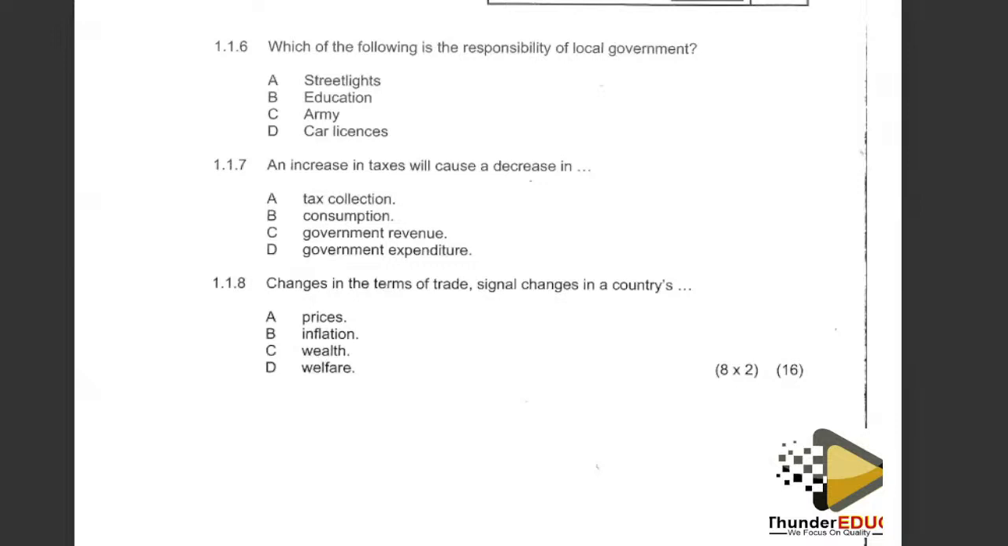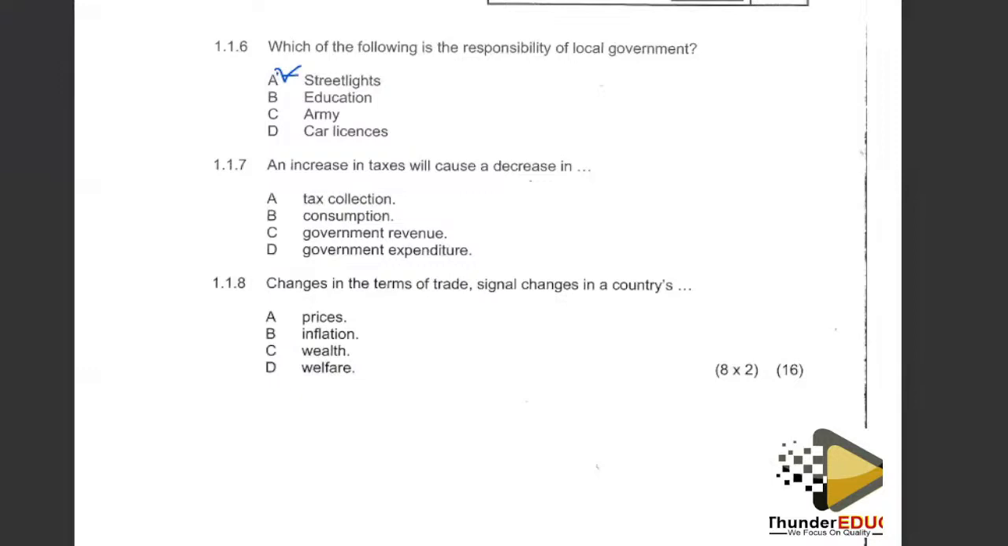Okay, right. So now, grade 12, let's check the options given. The first option given, we have street lights. That one is the correct one. Then we have education. Education is far. And then we have army. Army is far. Then we have car license. Car license is far. So it means that in this regard, our correct answer is going to be A. Okay. Now, moving on to the next question, which is 1.1.7.